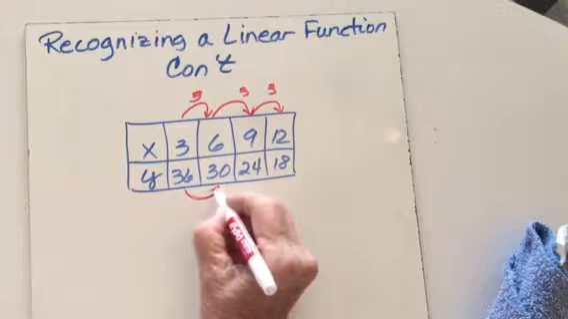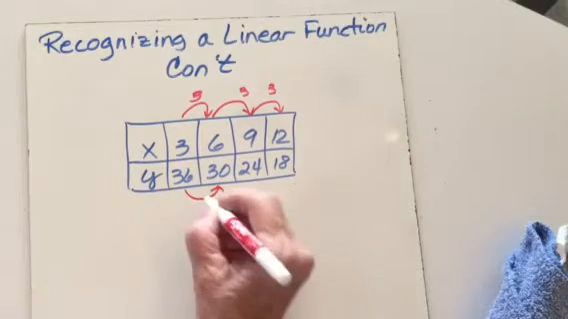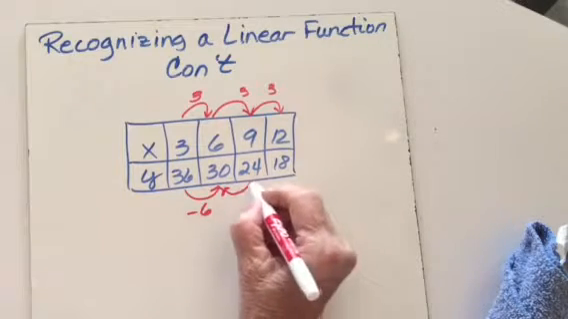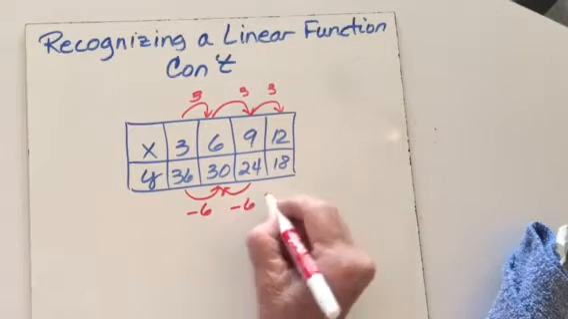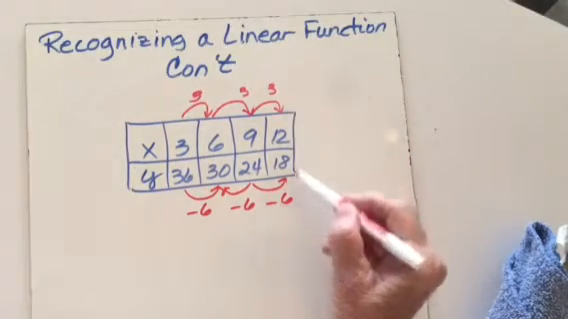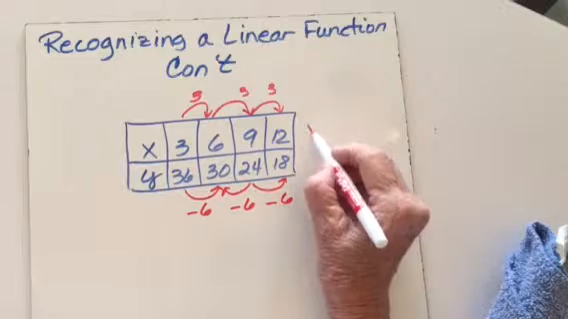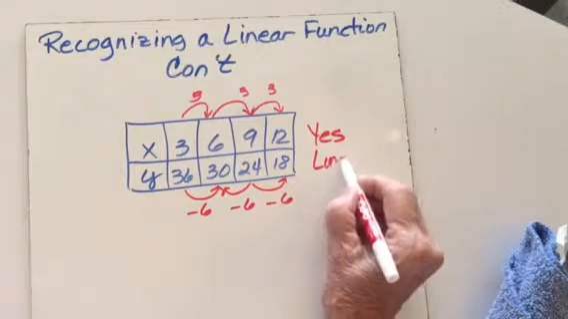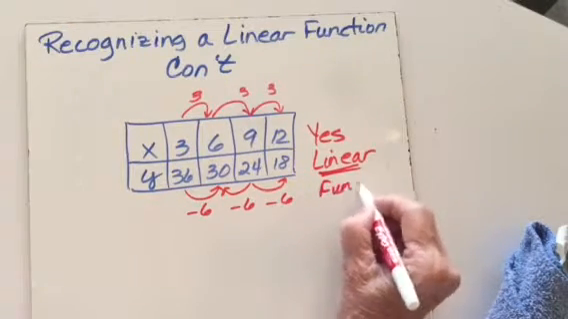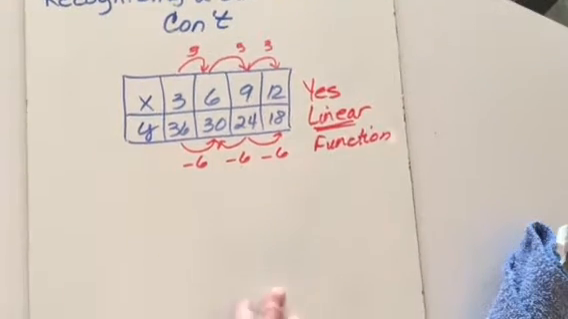Now look at the difference in the Y values. From 30 to 36, we subtract 6. From 24, I should draw my arrows the other way actually, guys, but anyway, from 24 to 30, we subtract 6, and from 24 to 18, we subtract 6. Okay, because the X values and the Y values are increasing or decreasing at a steady rate, then we say, yes, this is a linear straight line function. We knew it was a function, but now we know that it's a linear function. It increases and decreases at the same rate. All right, let's do another one.